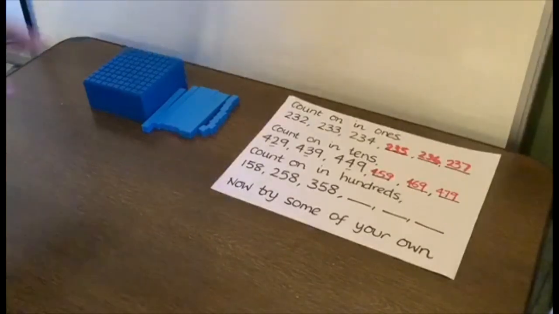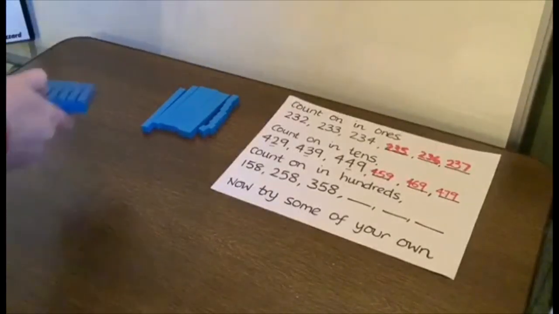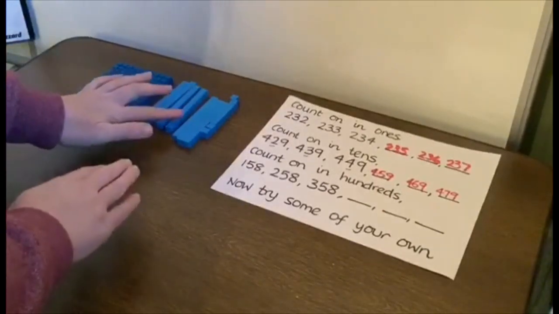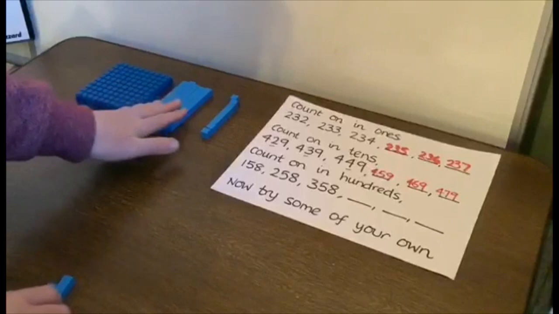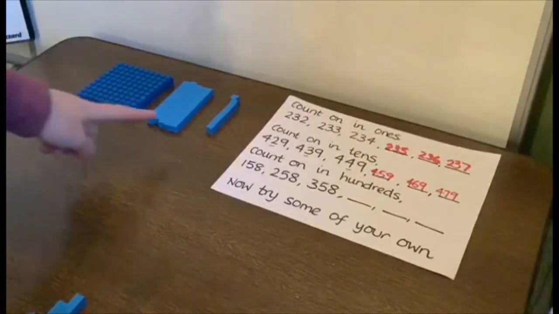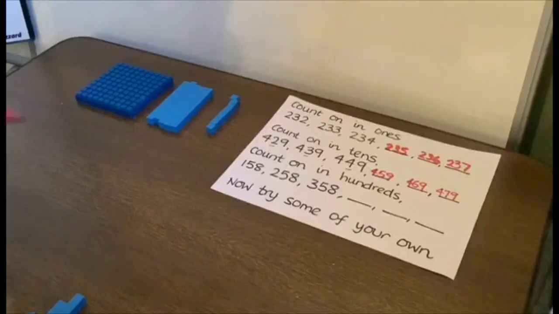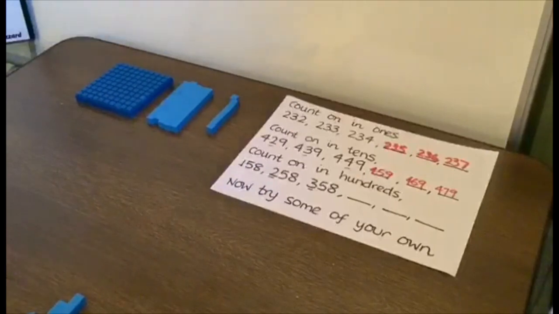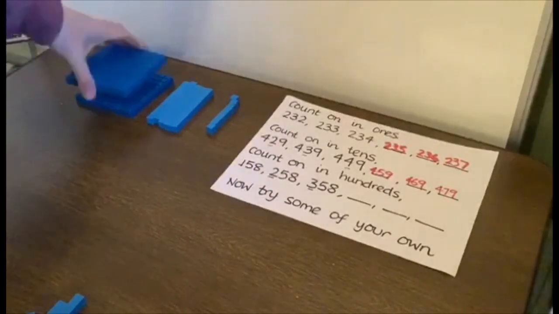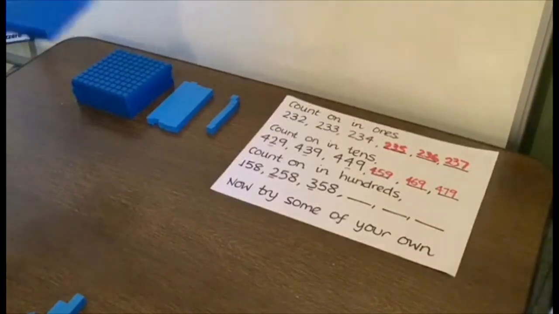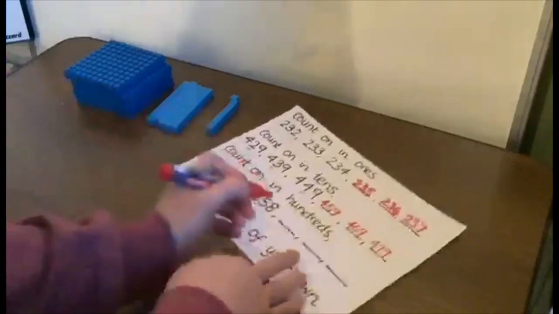Let's go on to the hundreds. Now we started with 158. That means 100, 5 tens, and then 8 ones. Okay, I have 158. This time the hundreds are going to change. We're going to add one more 100 each time. So 158, 258, 358. So our next number is 458.